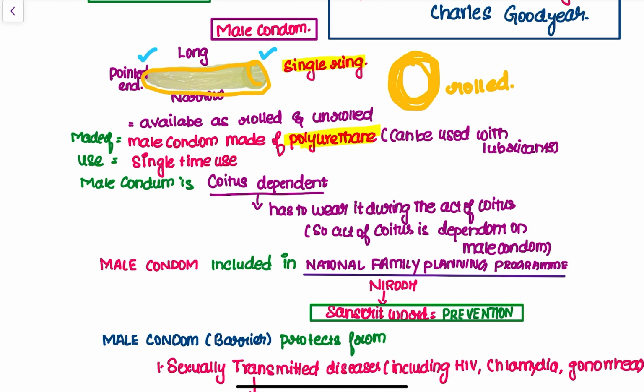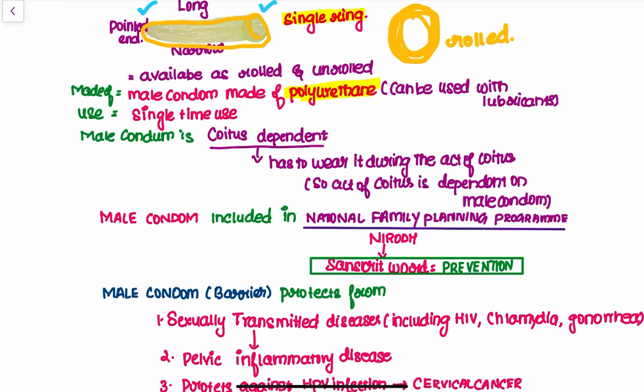The most important point you need to remember when comparing the male and the female condom is the number of usage. So the male condom ideally has to be used only one time. So single time use is only preferred for the male condom. Please remember, the male condom can be used only for one single time. That is, one single act of coitus.